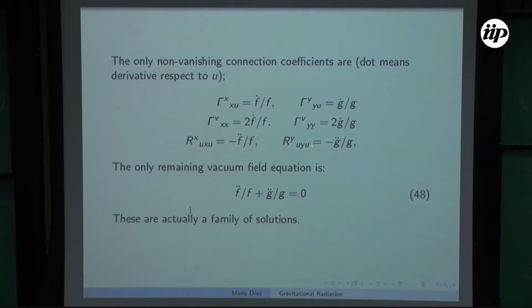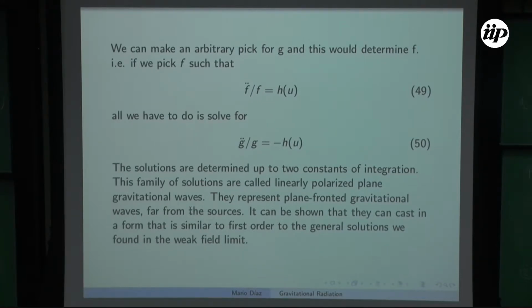These are the Riemann tensor components. And Einstein's equations essentially are the second derivative of f with respect to u over f plus the second derivative of g with respect to u over g. And actually, there's a whole family of solutions for this. One arbitrary way of finding the solutions is picking a function h(u) that satisfies these two. Then all we have to do is solve for this.